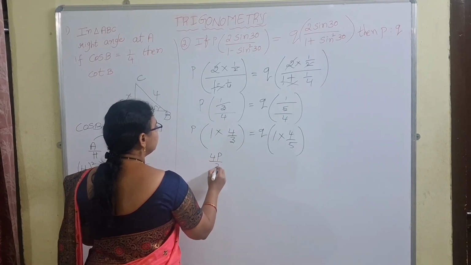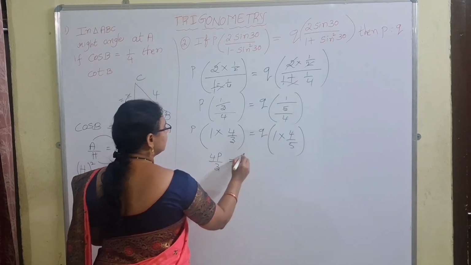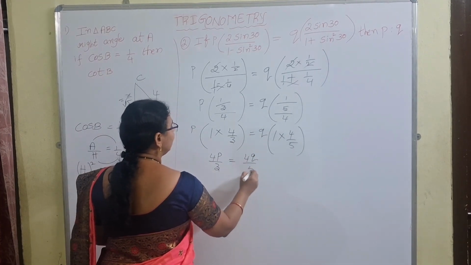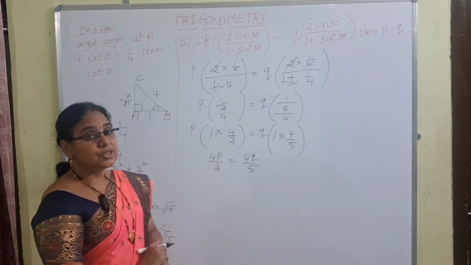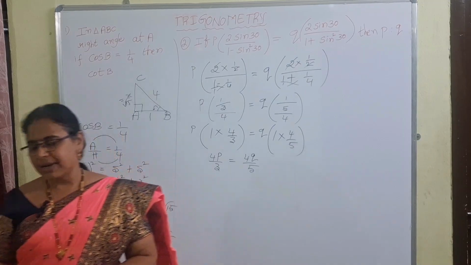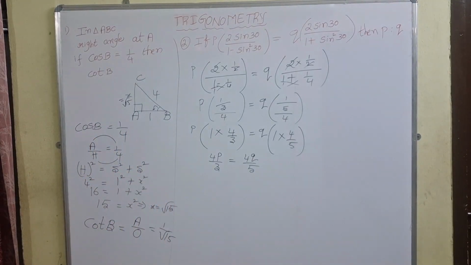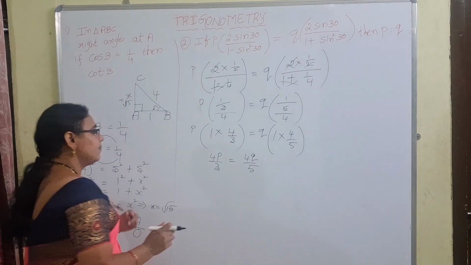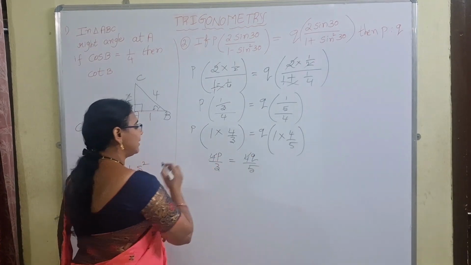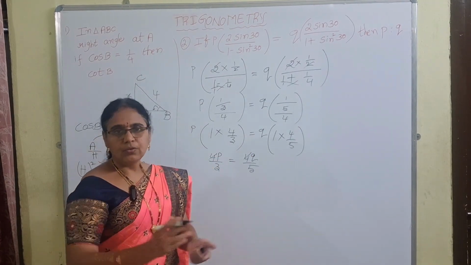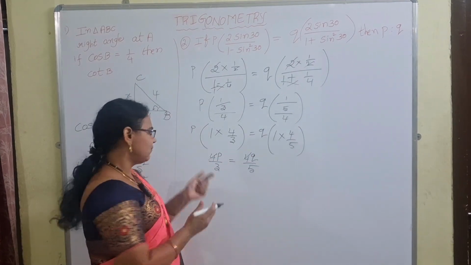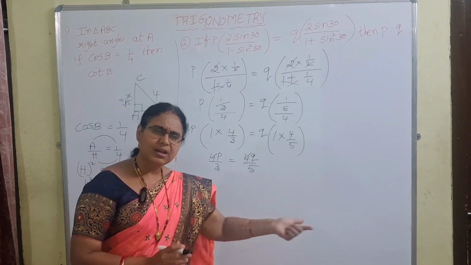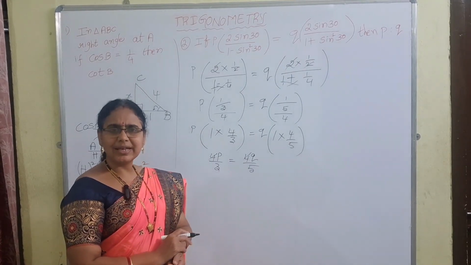So 4P by 3 is equal to 4Q by 5. Clear? Do you have any doubt in this one? I just multiplied the numerators. Nothing is new. 4P by 3 is equal to 4Q by 5. Here the 4s are cancelled, since 4 is at the numerator on both sides. If I transpose this 4 to that side as 1 by 4, we can go for the cancellation.